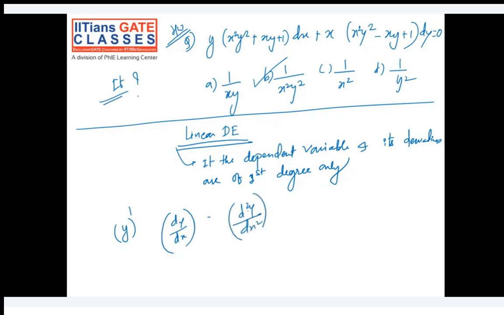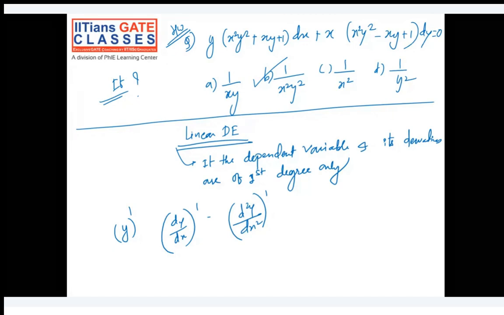You should not have, let's say, a y square term or dy by dx whole square or d2y by dx square whole cube, or even, let's say, y dy by dx, which is also a multiplication, meaning it's degree 2. So a linear differential equation means your dependent variable and its derivatives should not be in multiplication, and their degree should be 1, of first degree only.